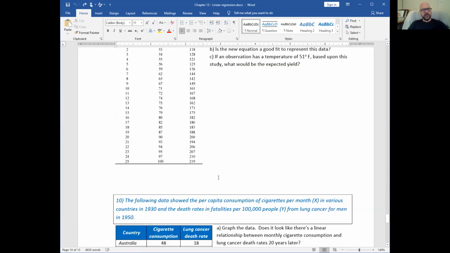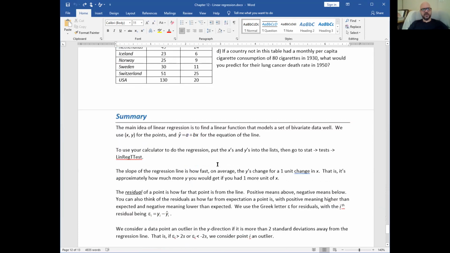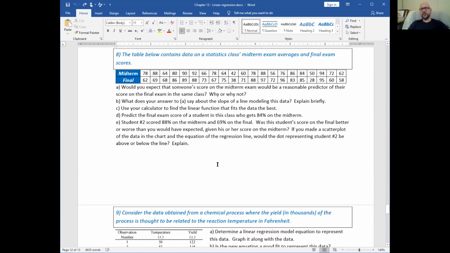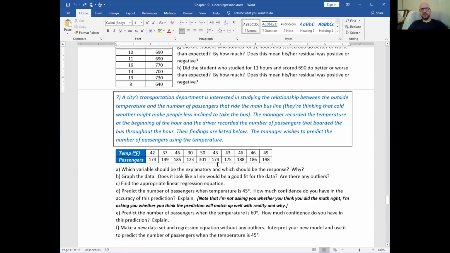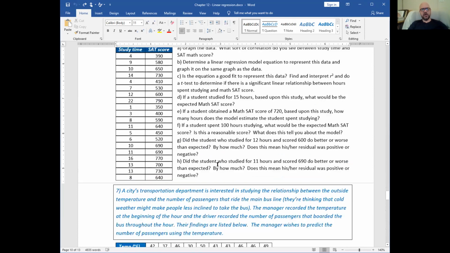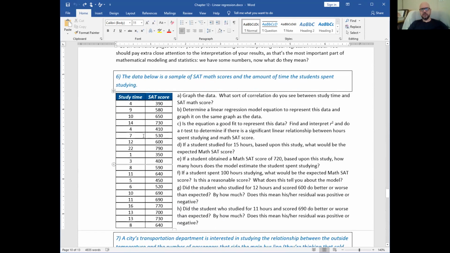I stole some of these from another teacher. Stole some of these from a book. Made up a couple. The one that is most like a question that I would ask on a test is number 6 here. This is quite similar to a question that I might ask on a test. So have a look at it. I'm not going to go over it here. This video is more than long enough already. But yeah, that's kind of what I want to say about regression.